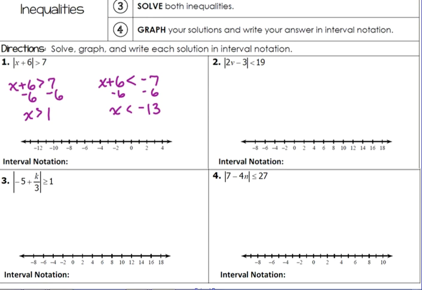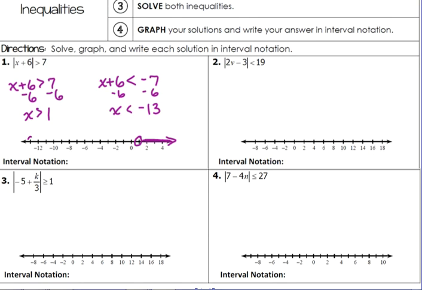So x is greater than 1. If we put that on our number line, we got 1 right here, and we're greater than that number. If you struggle with which way you're supposed to shade, just pick some numbers and see if they work. Pick 2. 2 is greater than 1, so that means I need to go in the direction where 2 is.